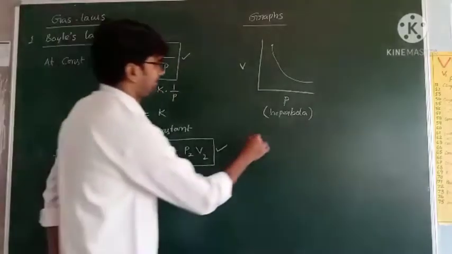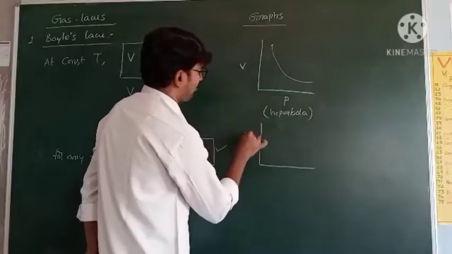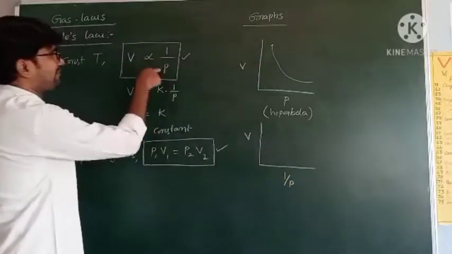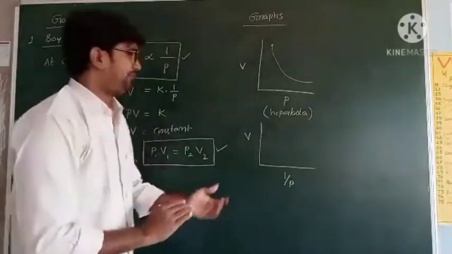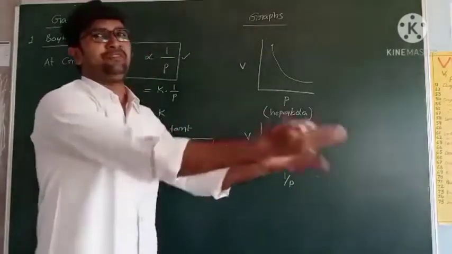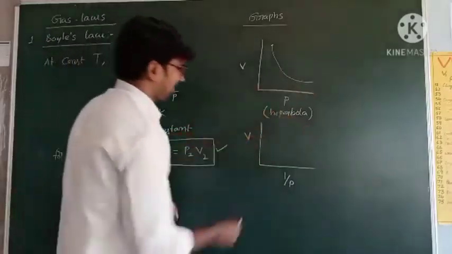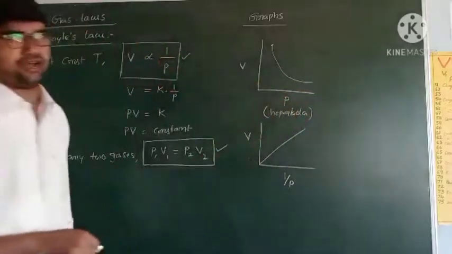Now the second graph: volume and 1 by P. These two are directly proportional to each other. Directly proportional means if volume increases, 1 by P also increases, and if 1 by P increases, volume also increases. So both are directly proportional, which means this is the graph.